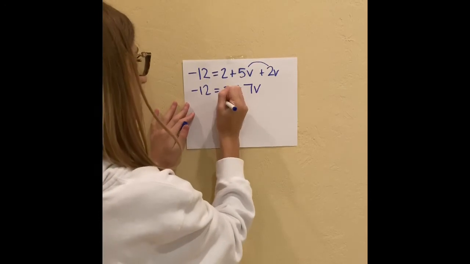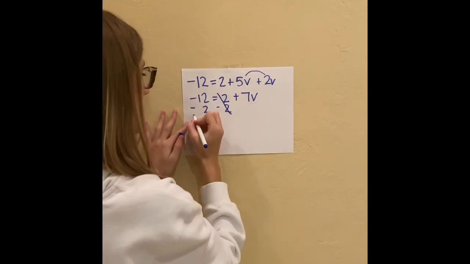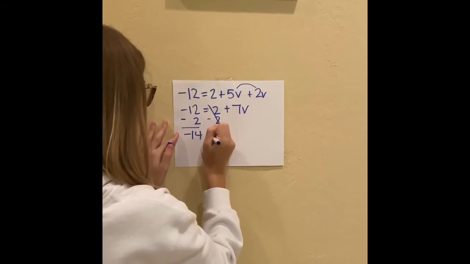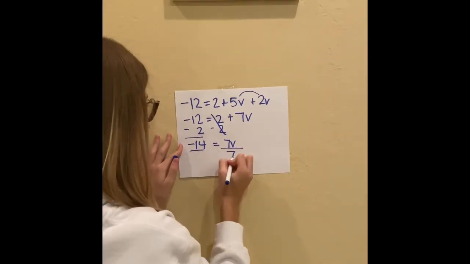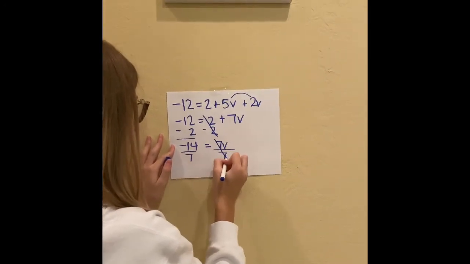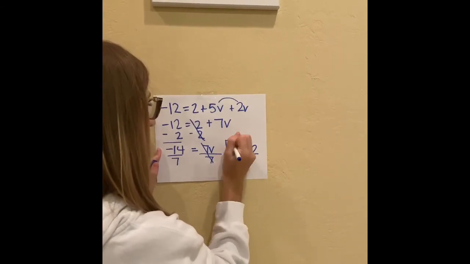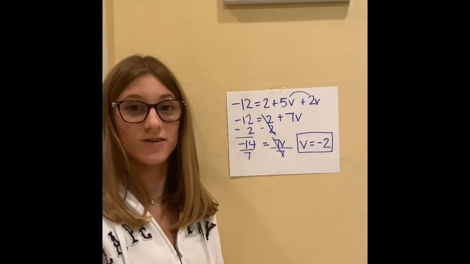Once we get that, we're going to subtract 2 from both sides, cross that out, and we get -14 = 7v. Then we're going to divide both sides by 7, cross that out, and we get v = -2. And v = -2 is our final solution.